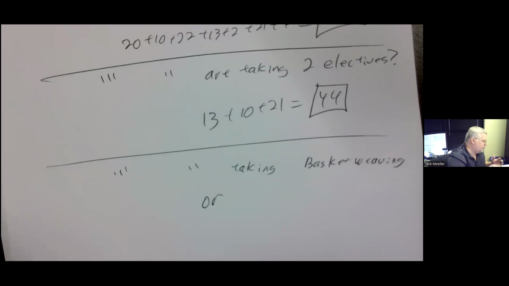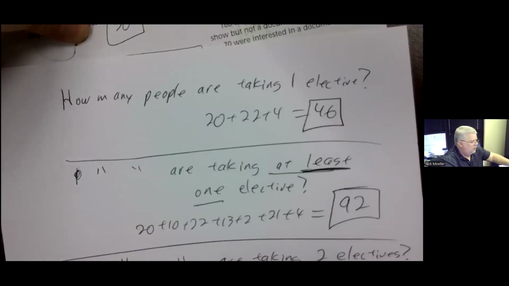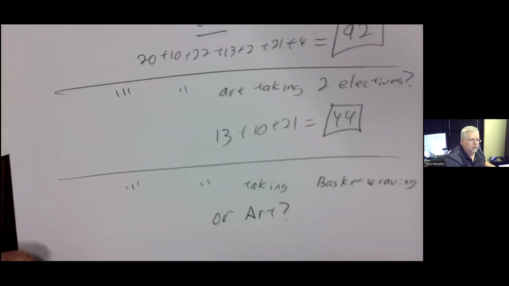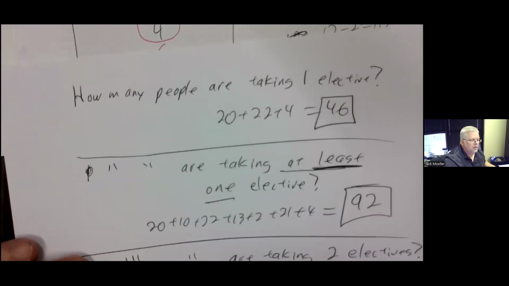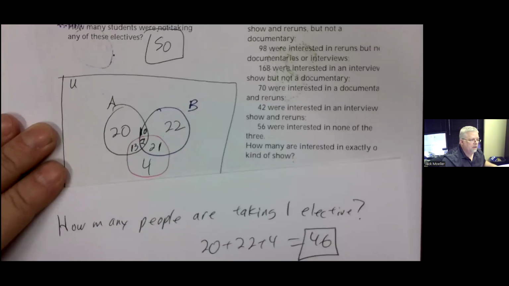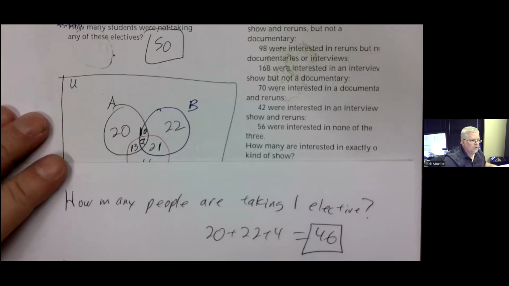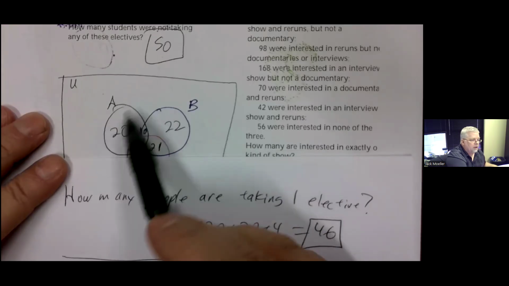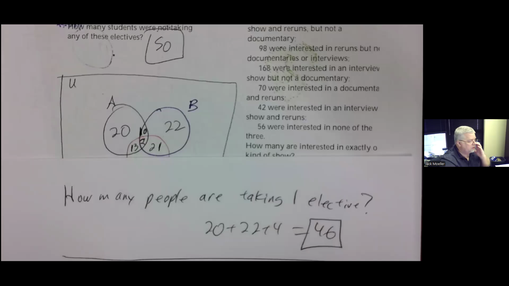How many people are taking basket weaving or art? So how would we answer that? The "or" is important, because "or" means union. So we're basically doing the union of A and B, ignoring C. The union would be everybody in B as well as everybody in A. We're counting the 13, the 2, and the 21. We don't care that they're taking canoeing, because the question says nothing about canoeing.